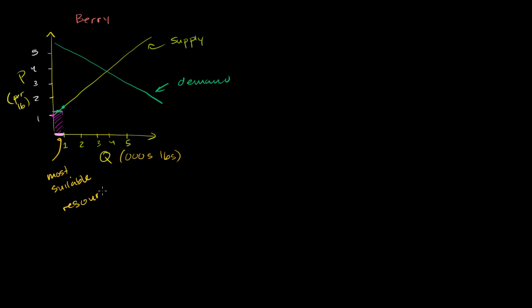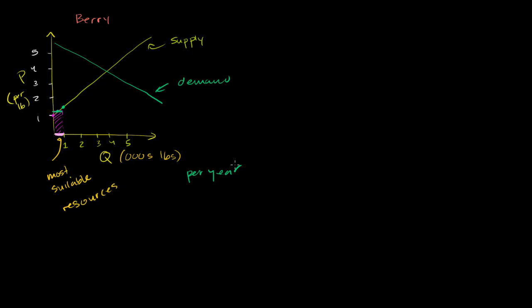So we're talking about the labor that really knows how to grow berries, the land where berries are best grown, and maybe they're really close to transportation networks, so it's much cheaper to produce and ship from there. But now if we want another 1,000 pounds of berries in this time period, and this is per year over here, they're now going to have slightly less suitable resources. Maybe the land that's slightly further away from transportation resources.